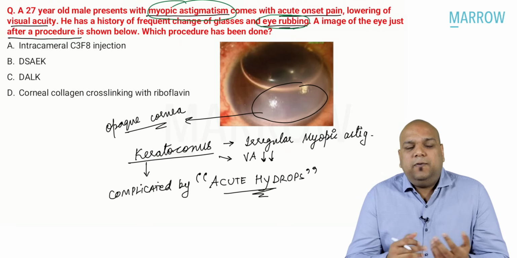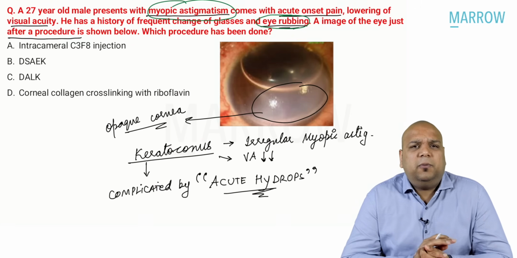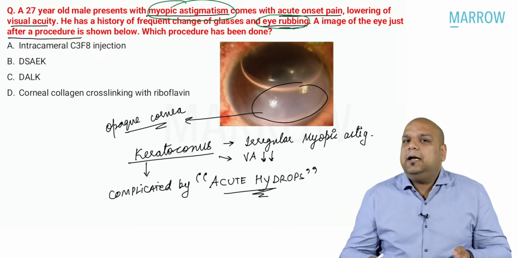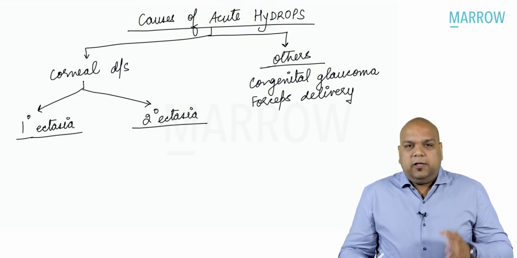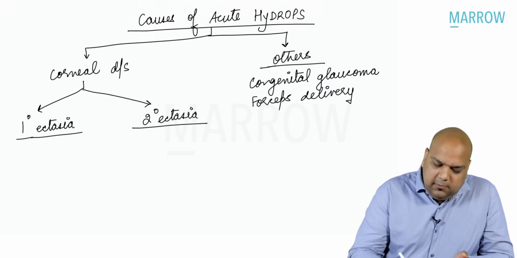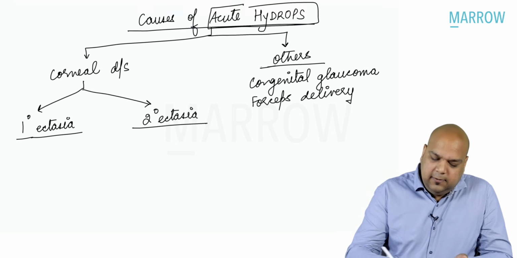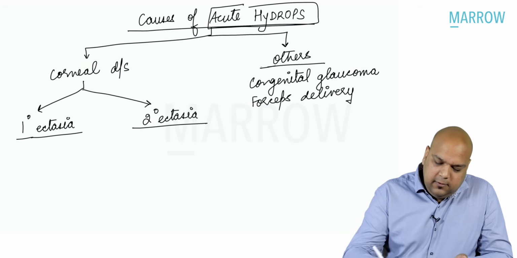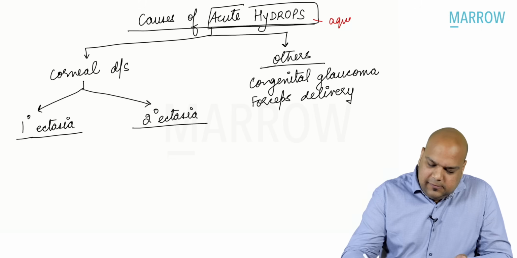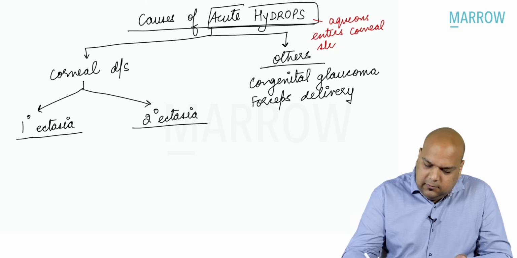But do we know this? Do we study this commonly? No, we don't study it commonly because it is rare. Let us study it today. What are the causes of acute hydrops, first of all? But what is acute hydrops? So acute hydrops is when aqueous enters the corneal stroma due to a Descemet membrane break.